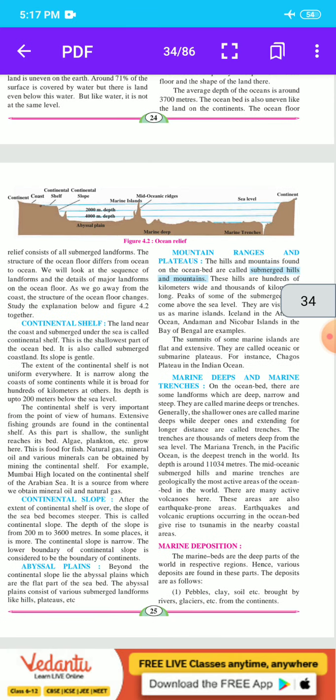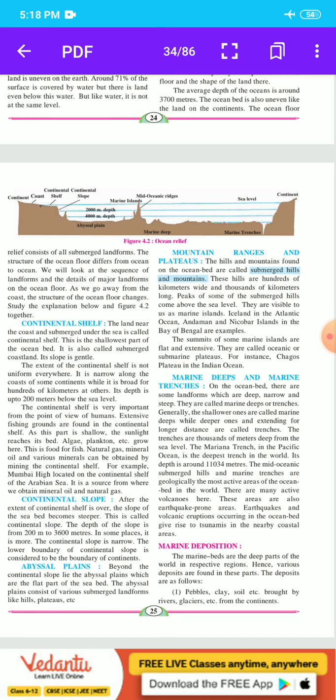Here in figure 4.2, the extent of the continental shelf is not uniform everywhere. Uniform means the same, so not uniform means not the same everywhere. It is narrow along the coast of some continents while it is broad for hundreds of kilometers at others. Its depth is up to 200 meters below the sea level.